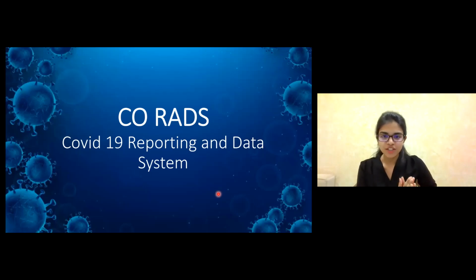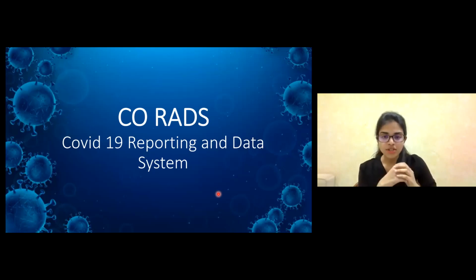The topic of discussion today is going to be on CORADS. CORADS stands for COVID-19 Reporting and Data System. So it is a scoring system that we use to denote the likelihood of COVID infection based on the CT chest findings of a patient. Right. So it is not related to the CT severity.